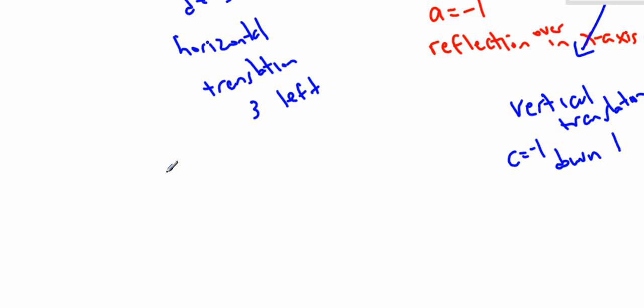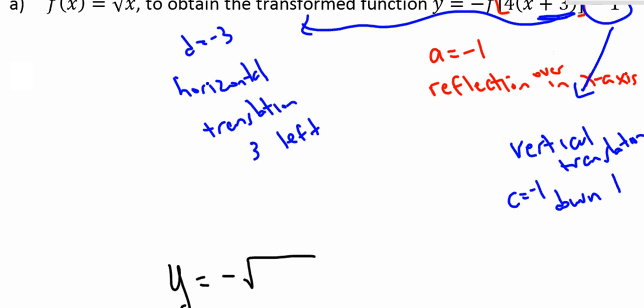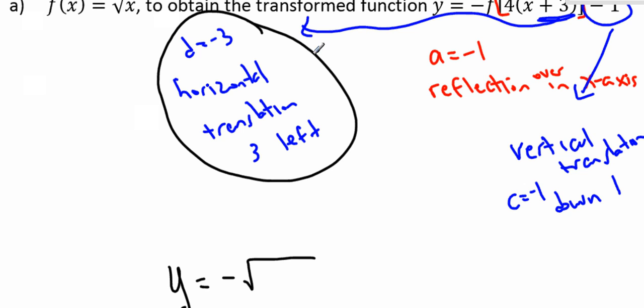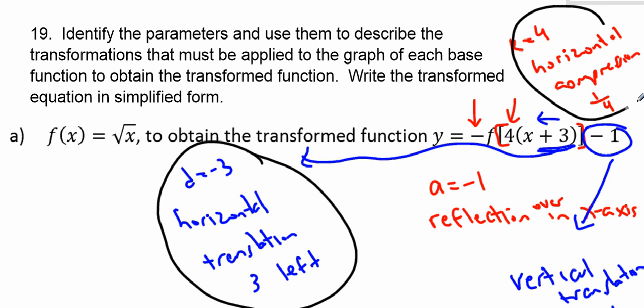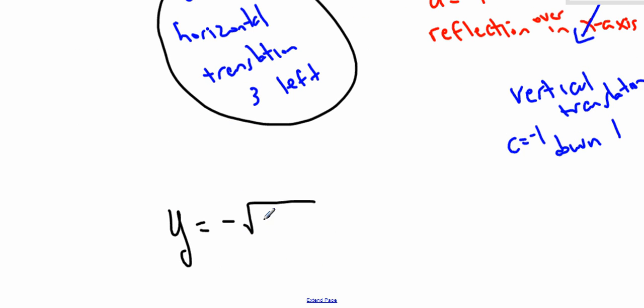So to write the proper function, using the square root, y equals negative. Now anything that affects horizontal, so for example, the horizontal translation to the left and the horizontal compression, have to happen inside the function. So within the square root sign, I have to indicate that we want to horizontally compress by a factor of a quarter, and we want to move 3 units to the left. So both of those are inside the square root sign, and then down 1.